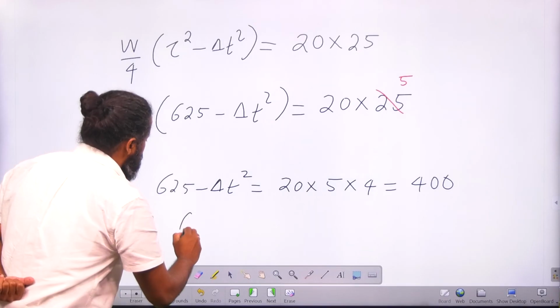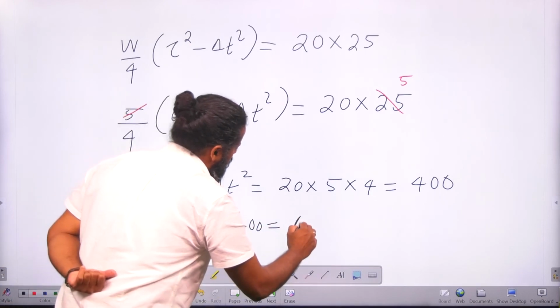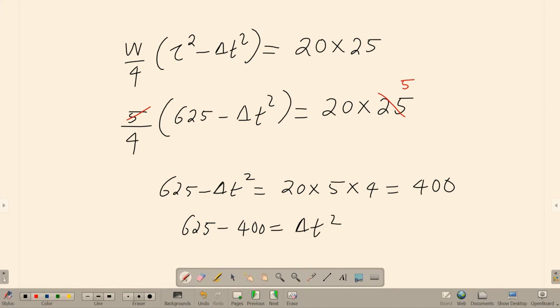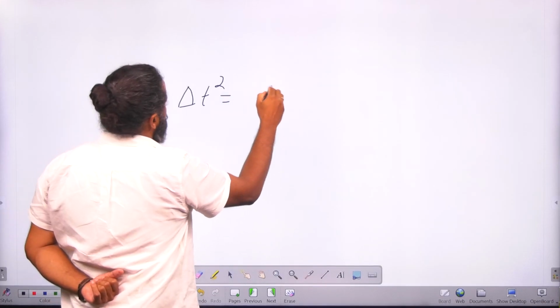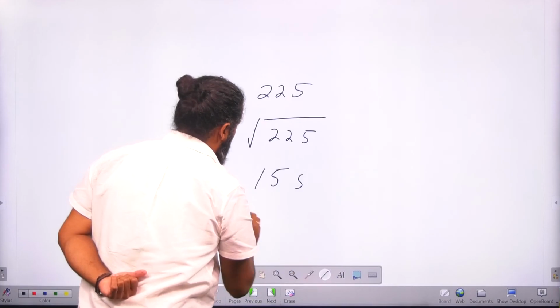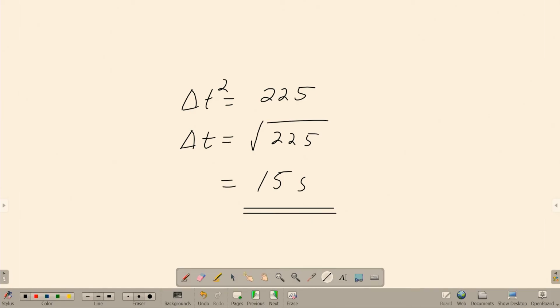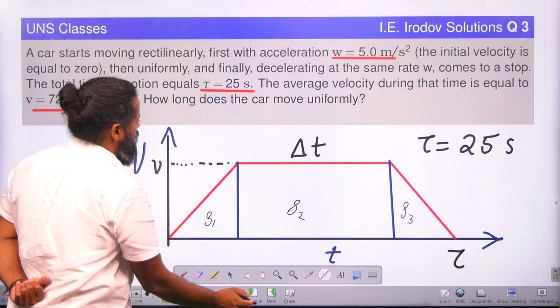We can say that 625 minus 400 is equal to delta T square. How much is that answer? You can say that delta T square is equal to 225, or delta T is equal to under root of 225. How much is the answer? 15 seconds. What do you mean by that? So the body will be moving with a uniform velocity for 15 seconds.